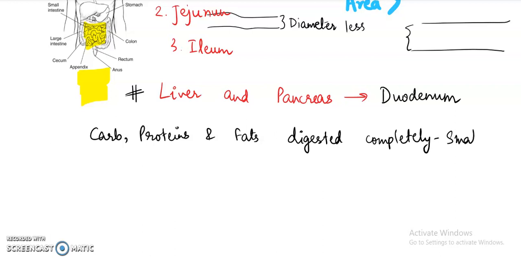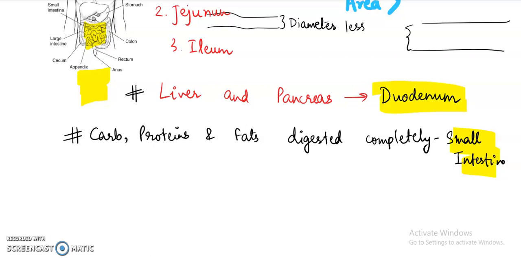These are questions which I am telling you in the form of important points. A question came last year: where does the complete digestion of food happen? The answer is the small intestine. Where do the liver and pancreas pour their secretions? The liver and pancreas pour their secretions in the duodenum, which is the first part of the small intestine.